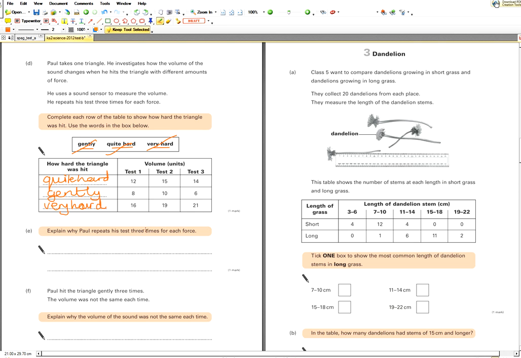Explain why Paul repeats his test 3 times for each force. Why is he repeating the test? Put your hands up, please. To check if his calculations were right. Correct. To check if his measurements were reliable, to get an average, to get more evidence, to make his results more reliable. But what Qasim just said there is a fantastic answer.